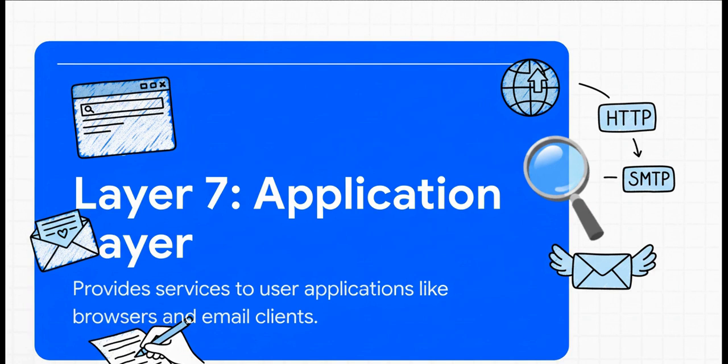This is your web browser, your email client, your messaging app, whatever you're using. In our postal service analogy, this is you actually writing the letter or picking the photo you want to send. This layer uses protocols you've probably heard of, like HTTP for websites, to get the whole process started.